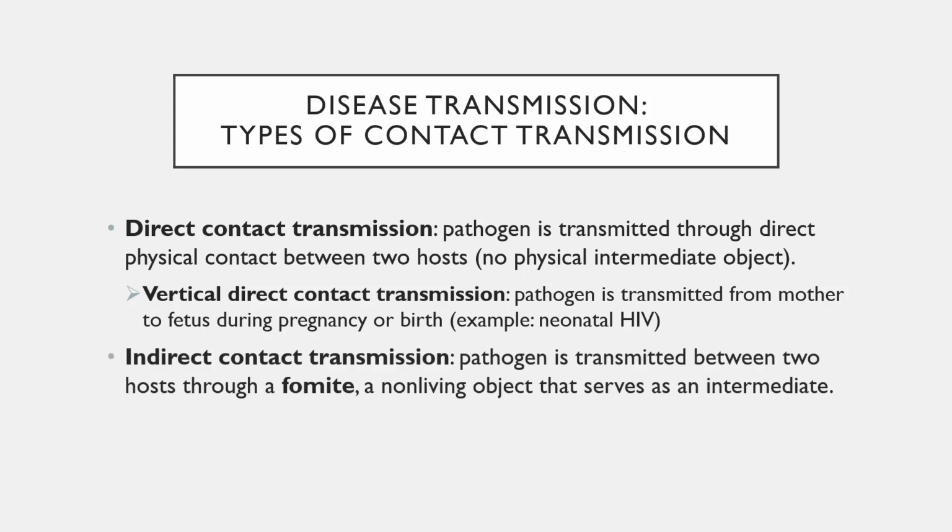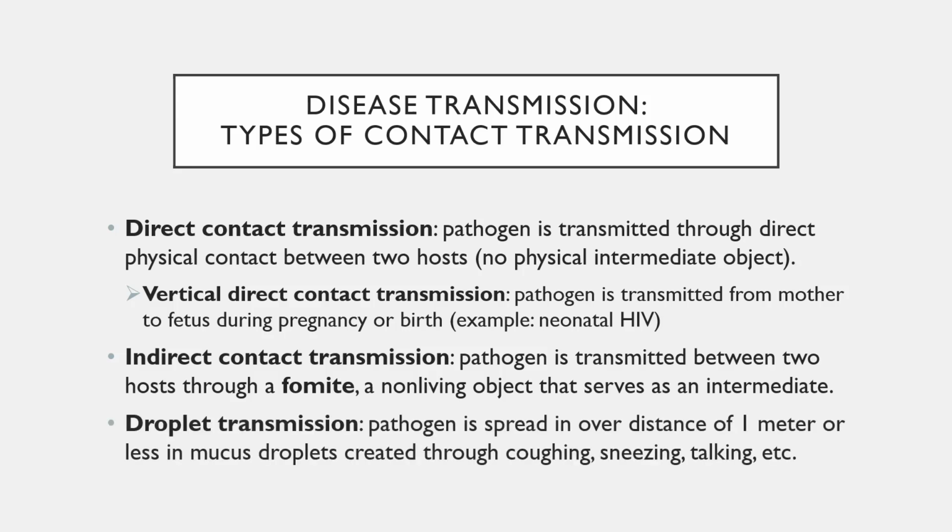Indirect transmission is also considered a type of contact transmission, but this form involves an intermediate object called a fomite. So it's a non-living object that the pathogen will attach to, and then that object can serve as a manner through which the pathogen can be transmitted to another person, for example, through a doorknob.